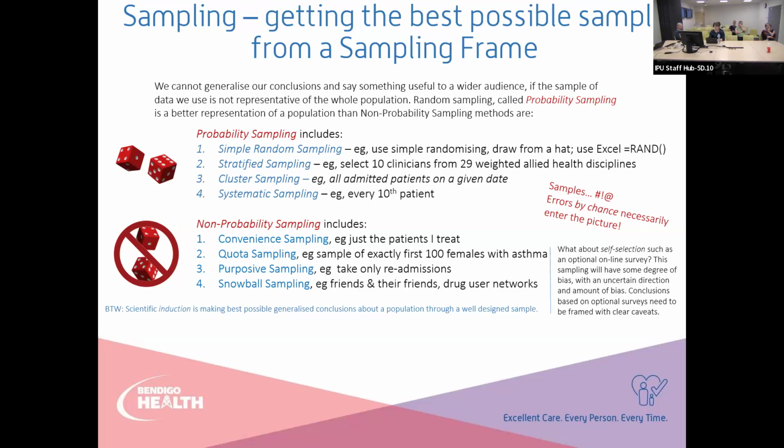Just the patients I treat is one convenience sampling type. Another sample is quota sampling. It's the first 100 females with asthma as the example up there. Purposive sampling and snowball sampling, the worst.